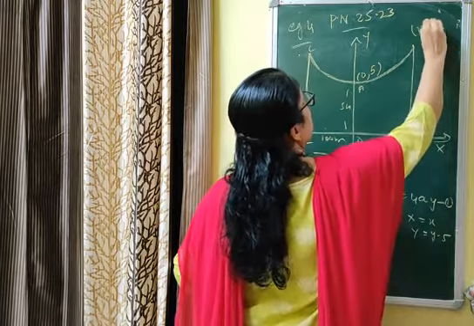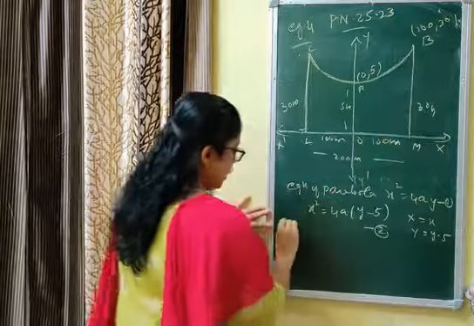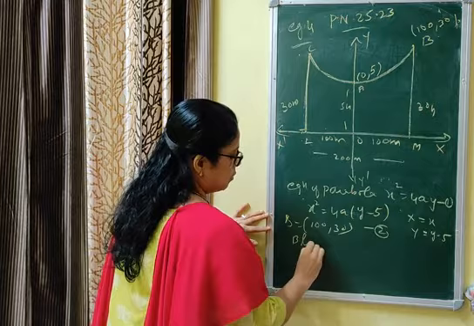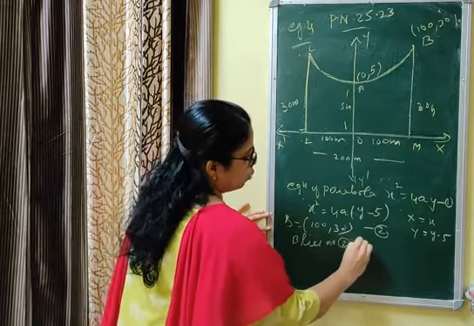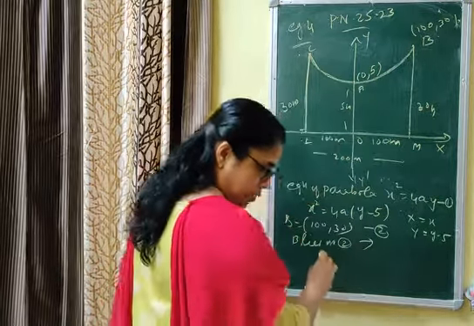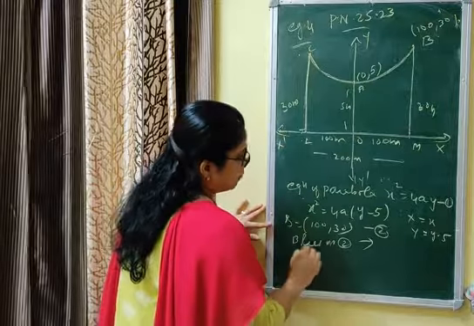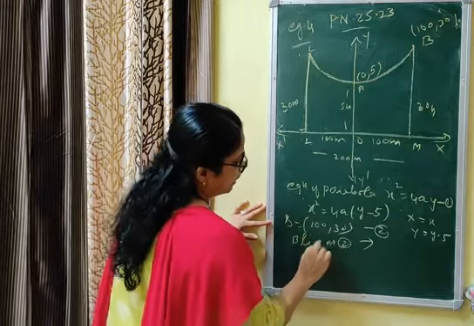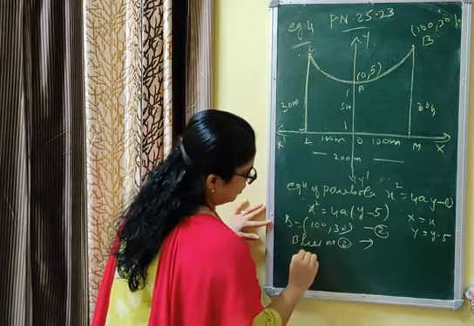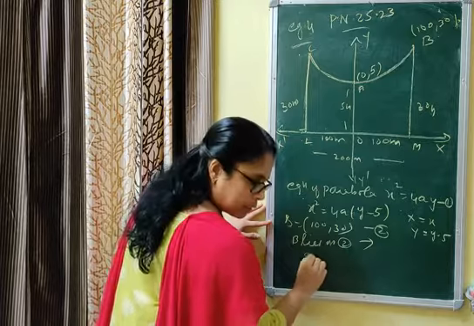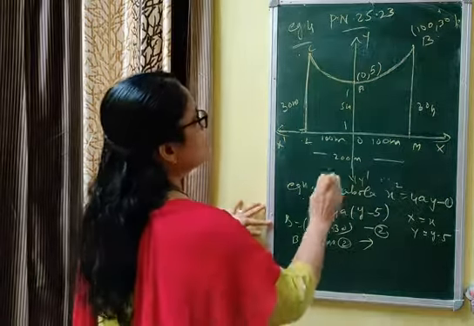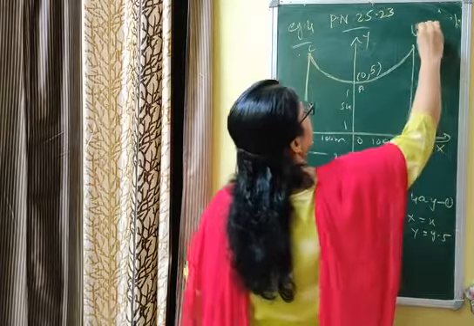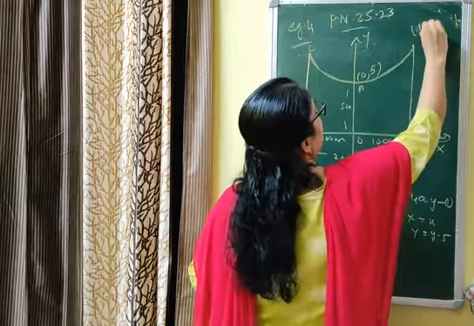The coordinate of B is (100, 30). Now, B lies on which parabola? B lies on equation 2, because the parabola is passing through B. By replacing x by 100 and y by 30, you will get, sorry, one minute, this coordinate is changed. This is the x coordinate, this is the y coordinate, this is 100, this is 30.